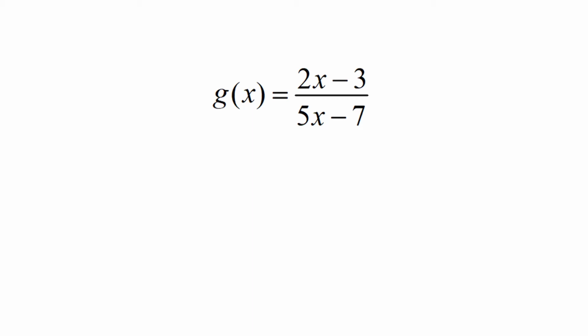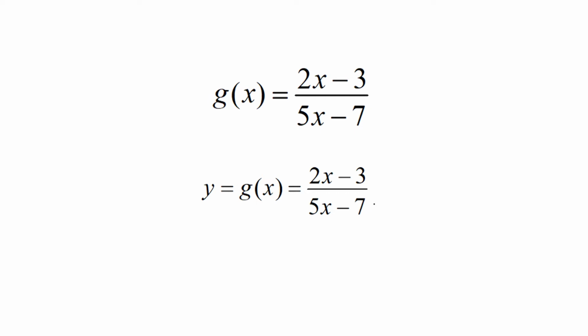We find a formula for the inverse of g of x equals (2x minus 3) by (5x minus 7), where the domain of g excludes x equals 7 by 5. Also, we find the natural domain of g inverse. Writing y equals g of x, we obtain y equals g of x equals (2x minus 3) all divided by (5x minus 7).